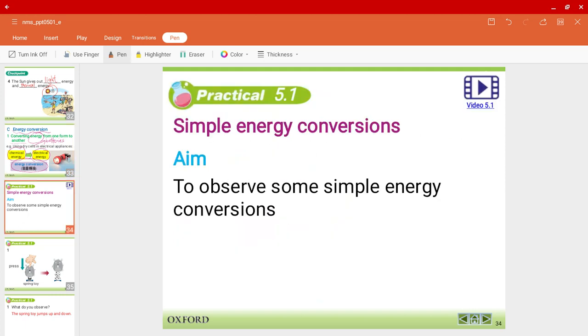Let's look at some other examples of energy conversions. These are actually quite simple, meaning these are commonly used in our daily life, something not large scale. It's like a mini scale, a very small scale.